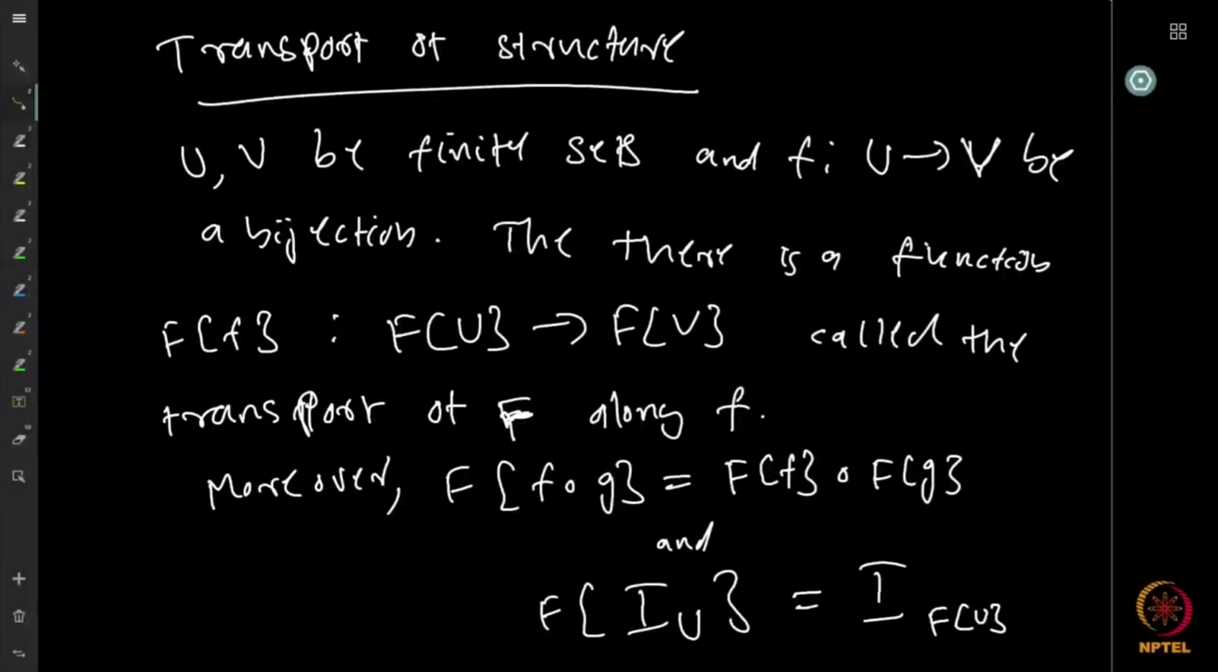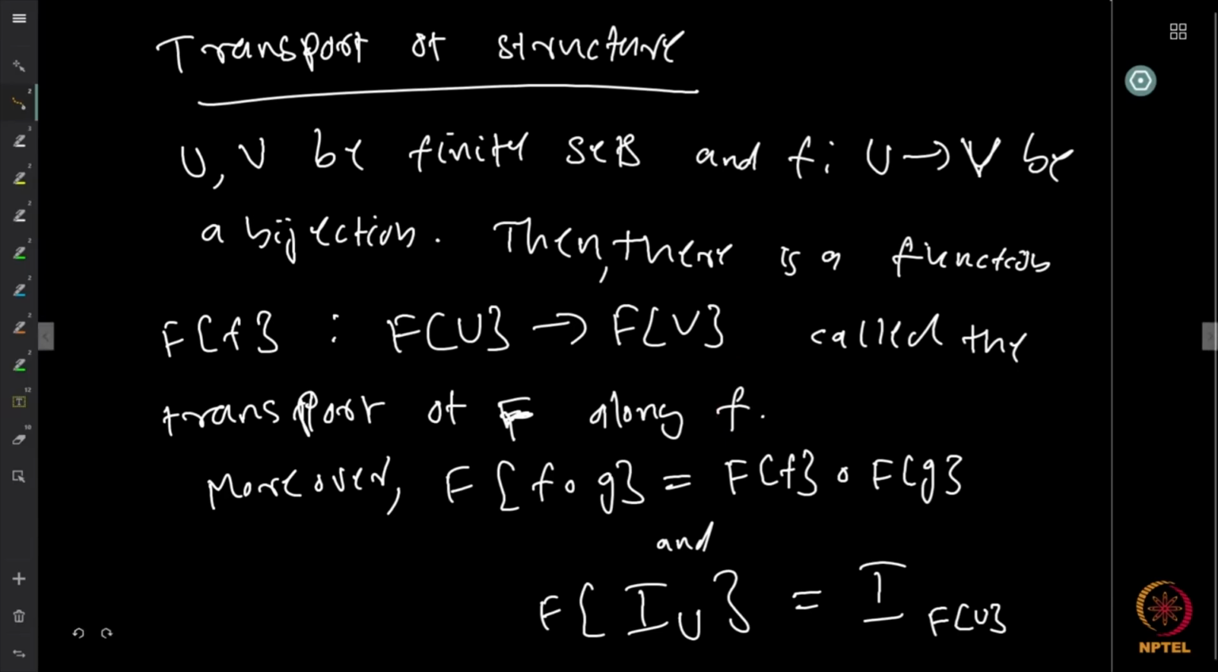Now, more formally, the transport of a structure can be defined as follows. Let U and V be finite sets, and σ map from U to V be a bijection. Then there is a function F[σ], which maps F[U] to F[V], called the transport of F along σ. So for different bijections σ, you have different transports, right? That is clear.